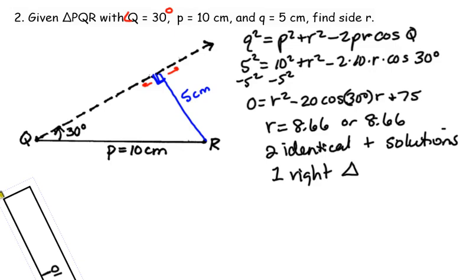Now in this case it happens to be a special triangle. It happens to be a 30, 60, 90 triangle. You will not always get a special triangle if you have a situation like this with the law of cosines. But we found out then this is 8.66. If you actually use the special triangle, this would be 5, this would be 10, and this would be 5 times the square root of 3, which is 8.66. But that is not necessary to know to do this problem.